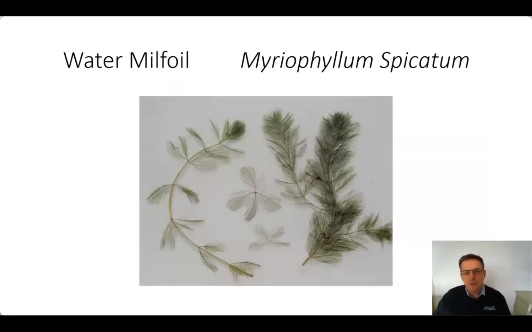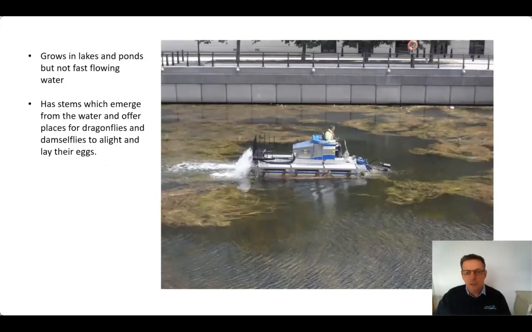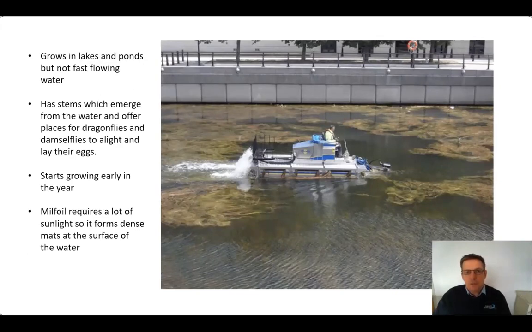Water milfoil. This grows in lakes and ponds, but not fast-flowing water. There are stems which emerge from the water, which are useful for dragonflies and damsels to lay their eggs. It does get going early in the year. It does require a lot of sunlight, which is why it can form such dense mats on the surface. And it can grow in deep water.